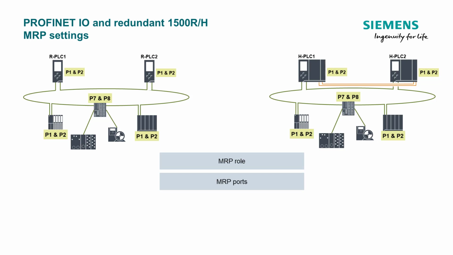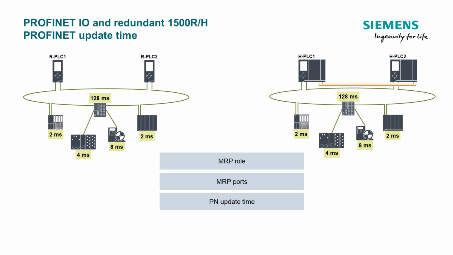For each ring device, it is needed to set up the two ring ports. For standard PNIO devices with MRP functionality like SIMATIC ET 200SP or ET 200MP, the default setting is port 1 and port 2 and does not need to be changed. The parameters need to be checked only for devices with more than 2 ports.